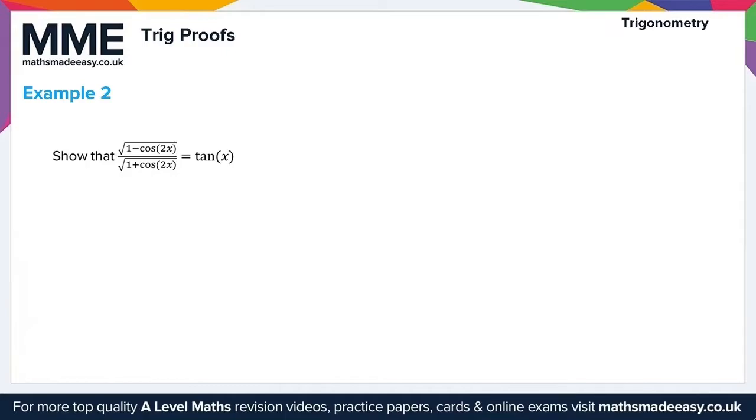Example 2 here on trig proofs is asking us to show that the square root of 1 minus cos 2x over the square root of 1 plus cos 2x is equal to tan x. Here again, we're going to start with the left hand side of this equation, because if we start with the right hand side, we're not going to get too far. We've just literally got tan x, so we can't do too much with that.